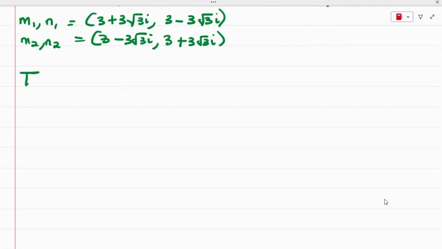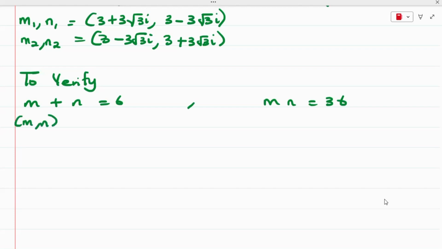So at this point, let's simply verify to show that our answer is actually correct. So we are going to say m plus n is equal to 6, and we have mn is equal to 36. Okay, so for this we are going to say m is equal to 3 plus 3 the square root of 3i and n is 3 minus 3 the square root of 3i. So we are going to apply this here.